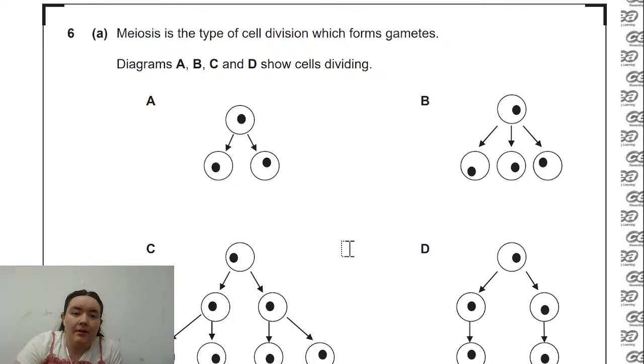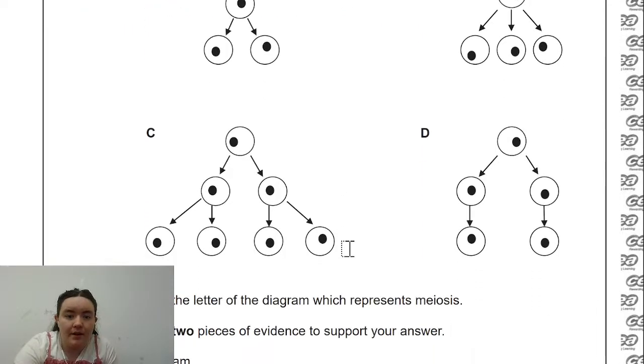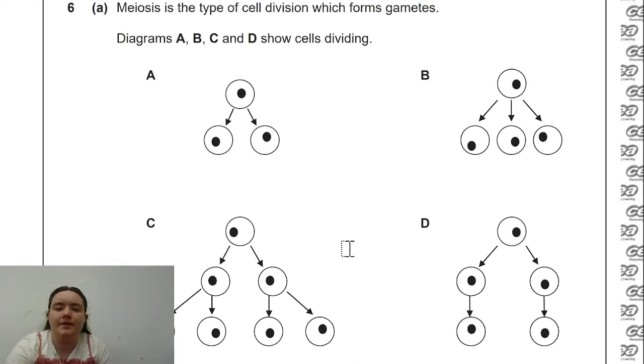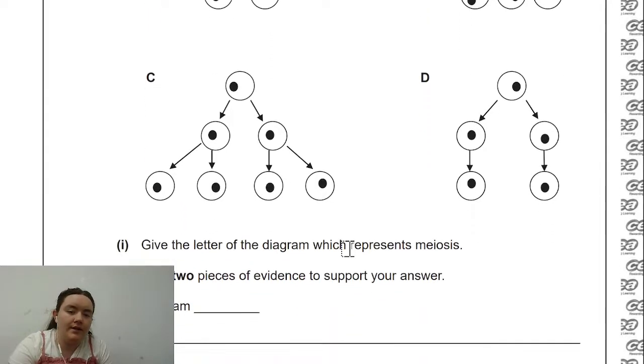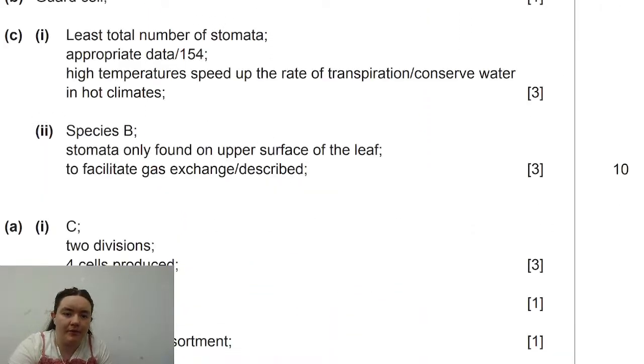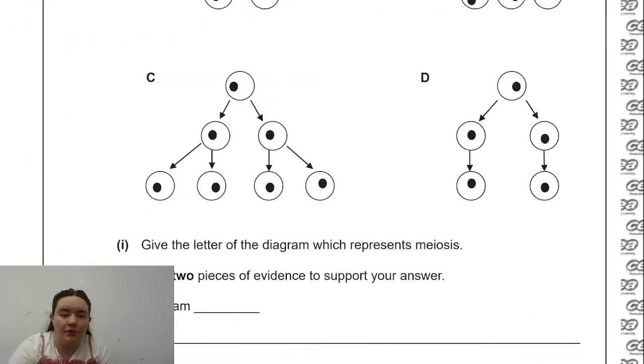So, diagrams A, B, C, and D show a cell dividing. Give the letter of the diagram which represents meiosis. So the answer to that is D, and then give 2 pieces of, I'm sorry, meiosis is not D, because you get 4 daughter cells, don't you? It splits and then it splits again. Yeah, okay. So it's C. Because it has 2 divisions and we get 4 cells at the end.